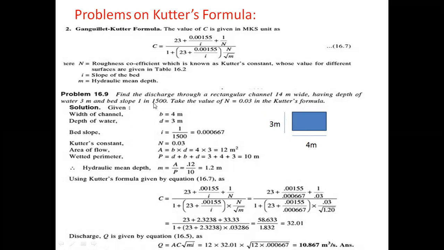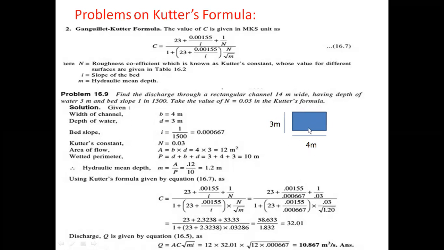The slope of the bed of the channel is also given as 1 in 1500. Take the value of n using Kutter's formula, where Kutter's constant is 0.003. Now find out the area of the channel, B into D, where B equals 4 and D equals 3.